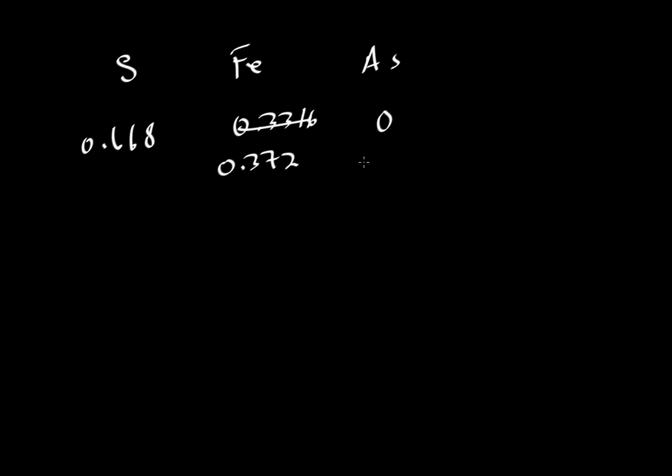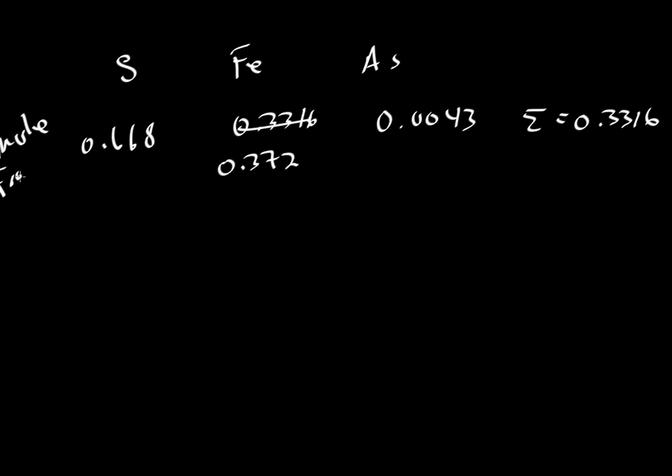And what do we get? So for sulfur, we get 0.668, and then for iron, we get a value of 0.3316. Oh, that's not correct for iron. Iron should be 0.3272, and then arsenic is 0.0043. It's the sum that is 0.3316. Got a little bit ahead of myself there. So this is the mole fraction.